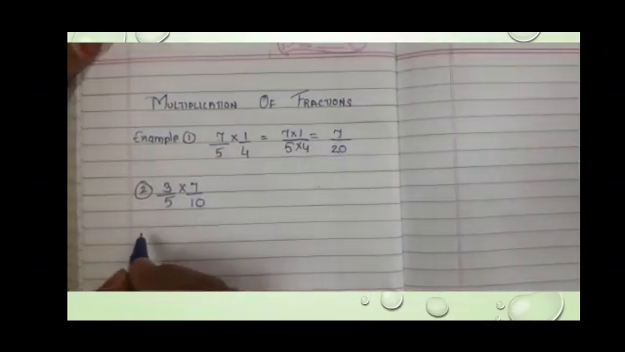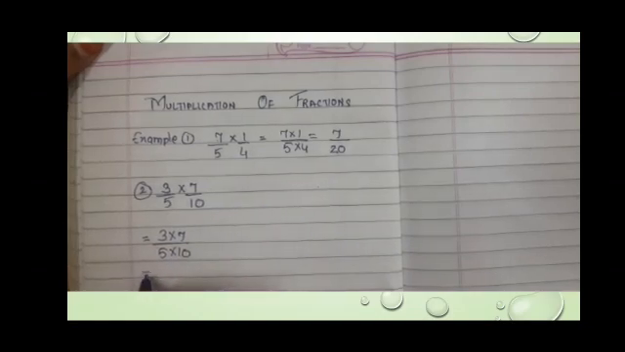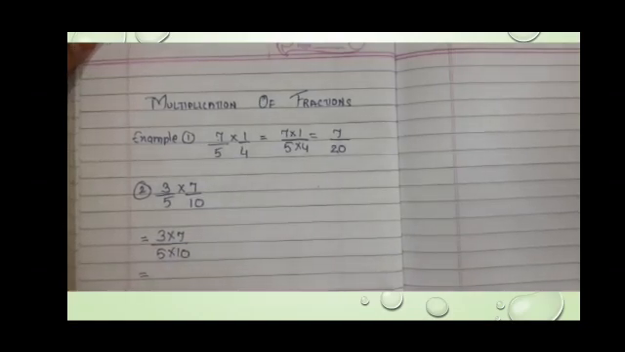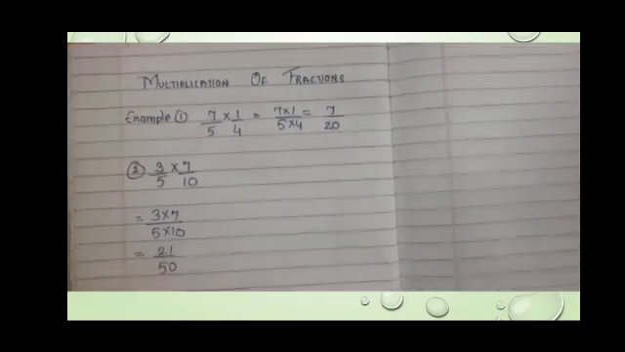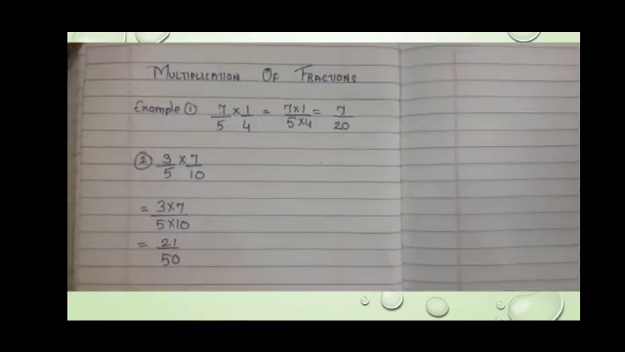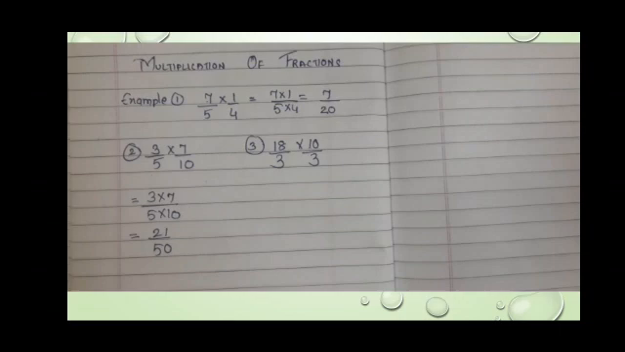Now example number 2. Here 3 multiplied by 7 and 5 multiplied by 10. So here your answer is 21 upon 50. Again these two numbers cannot be divided further as they do not come in any single table. Now one more example: 18 upon 3 multiplied by 10 upon 3.